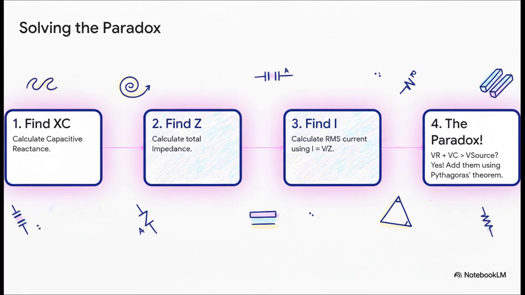First, we'll calculate the capacitive reactance, XC. Easy. Then, we use our formula to find the total impedance, Z. After that, we can use a version of Ohm's law, I equals V over Z, to find the current.